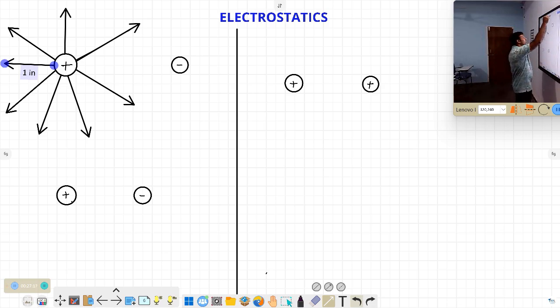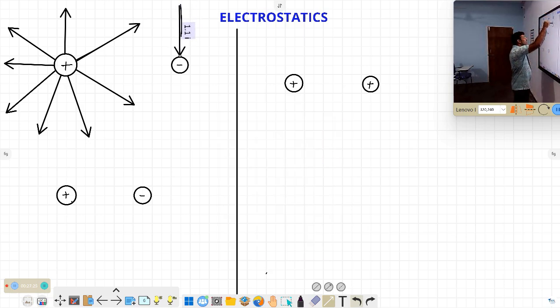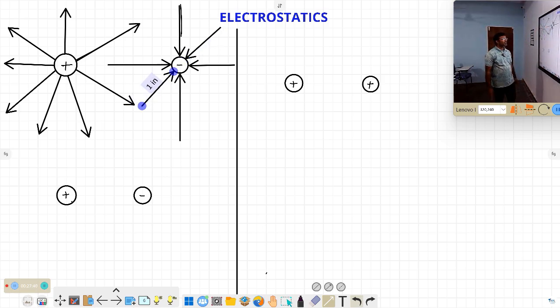Now in the case of a negative charge, how do the electric lines of force look? The electric lines of force start from infinity and end at the negative charge. Like this, the electric lines of force originate at one position and end at another position.